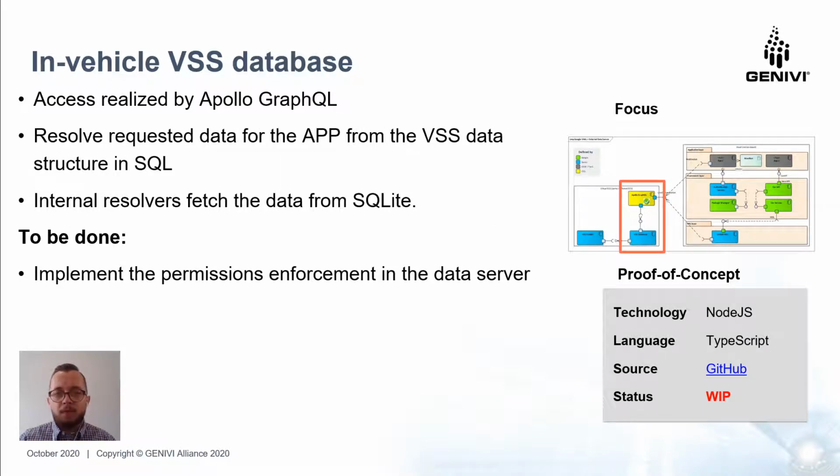The last components that are valid are the Apollo GraphQL server and the database, which is the SQLite we already talked about on the previous slide. The access is realized by the Apollo GraphQL implementation with a simple resolver that resolves the query and returns the needed values from the SQL database. So the VSS feeder is putting the data, and Apollo GraphQL is pulling it from the database and sending it to the application.